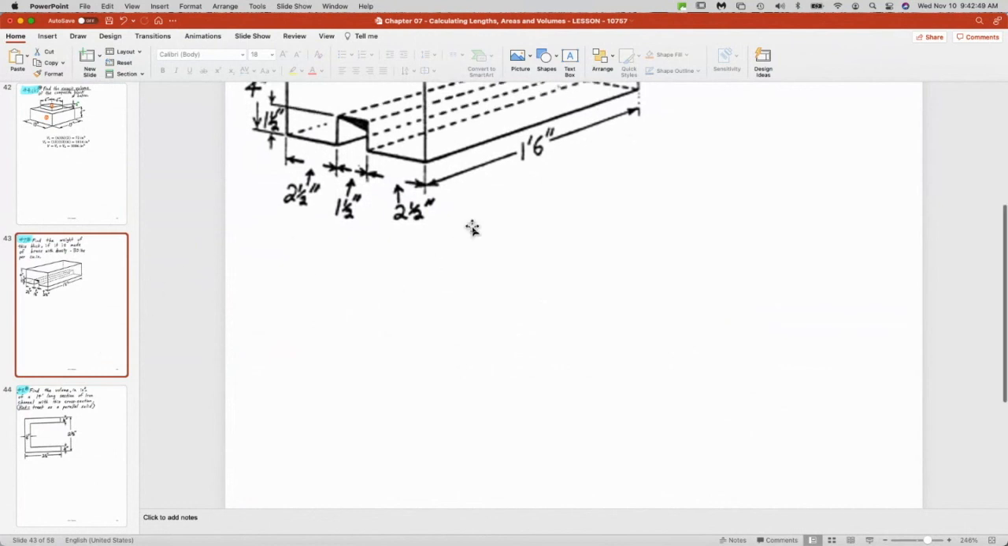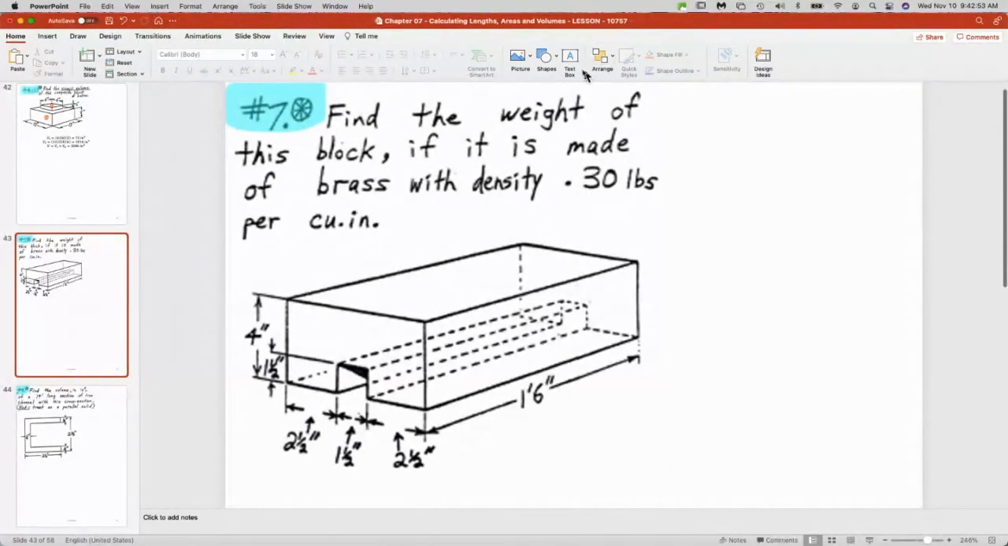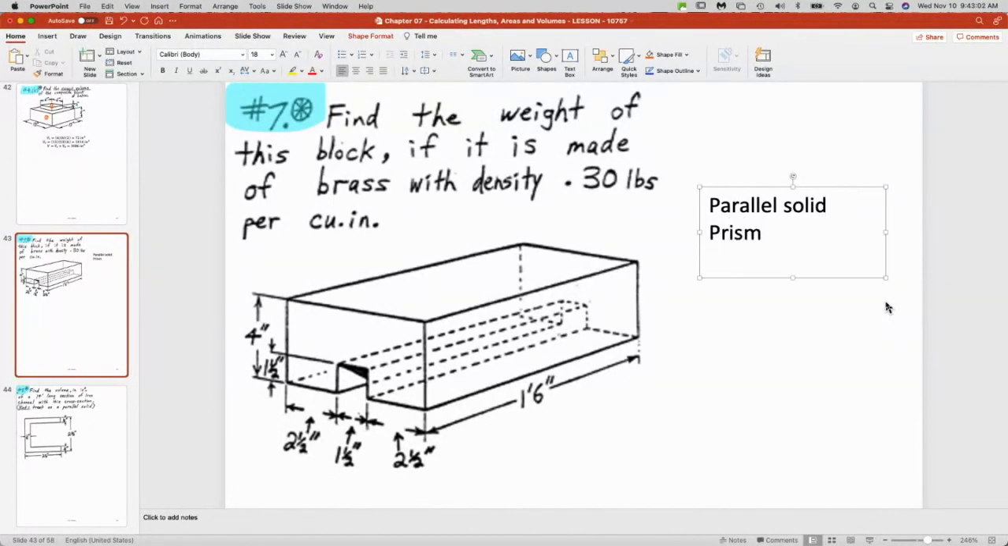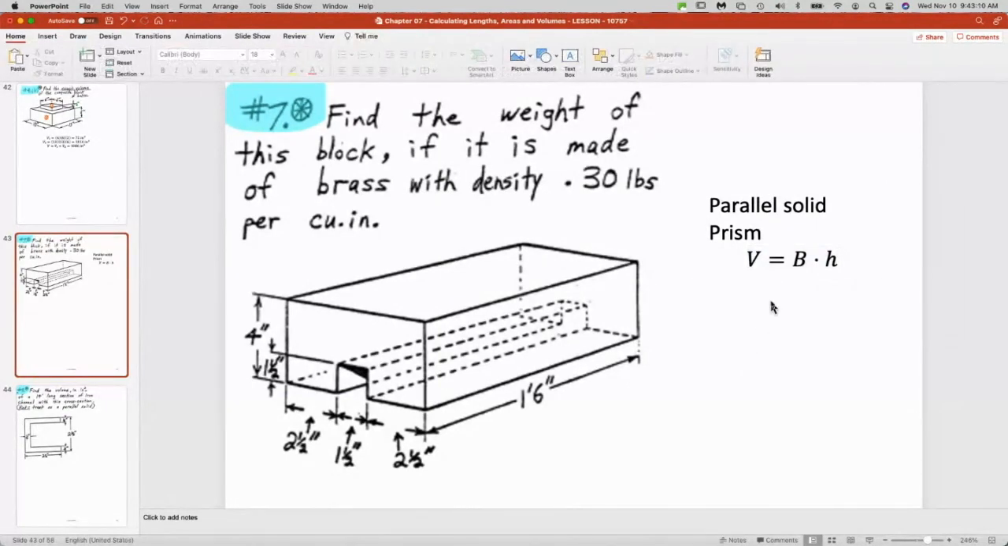I think we're going to do one more question before we take a break. Here we have a parallel solid, or a prism if you prefer. So I'll just say here, parallel solid, prism. The volume is equal to the base times the height. So that's what we're working with here. It wants you to find the weight of the block. The weight is going to be in pounds.